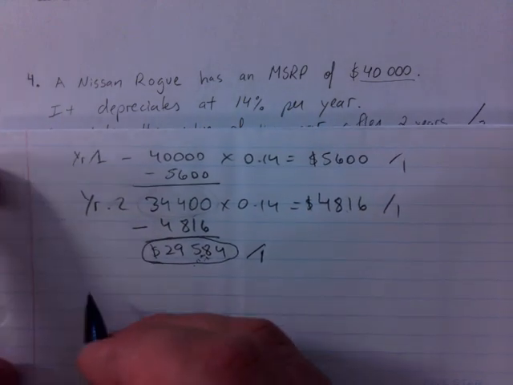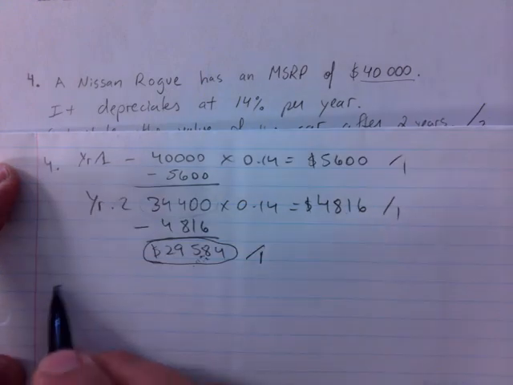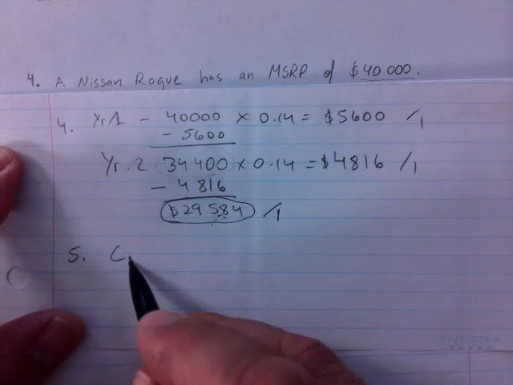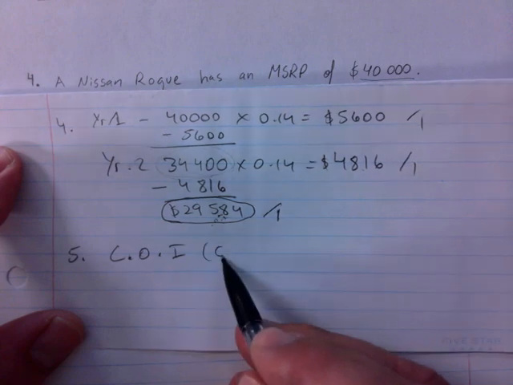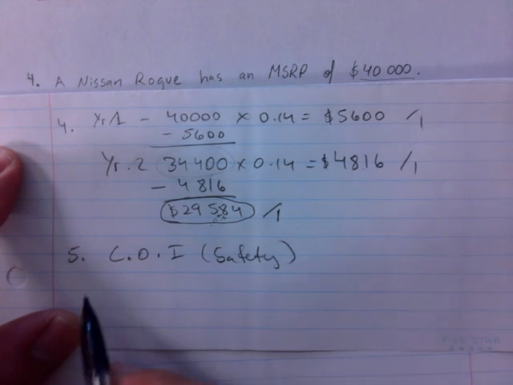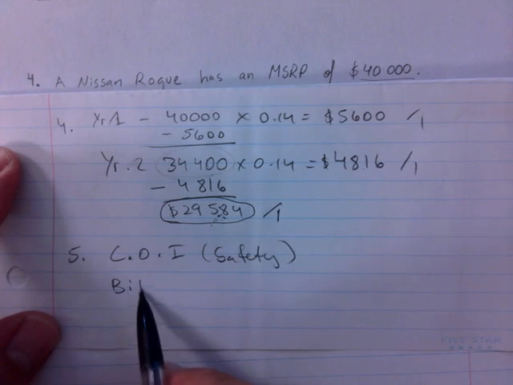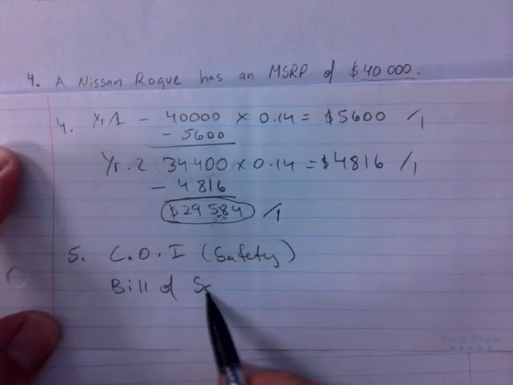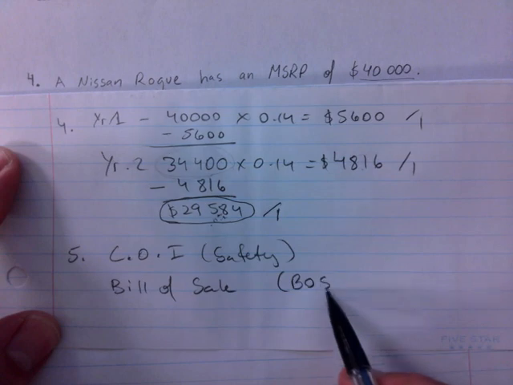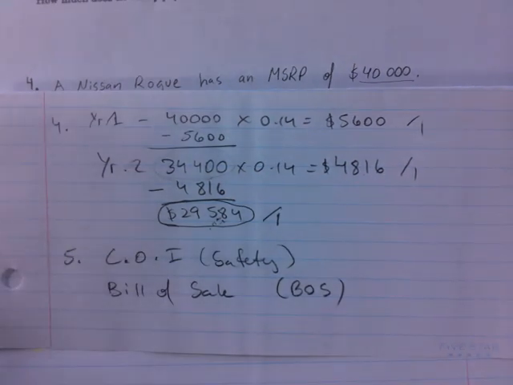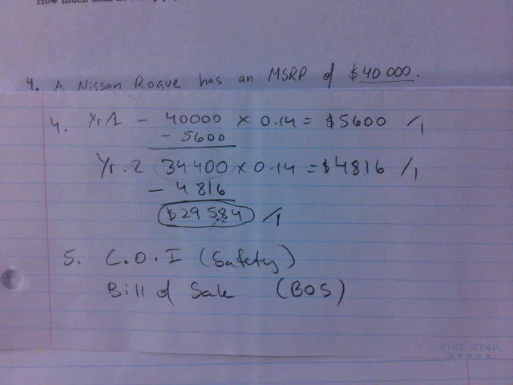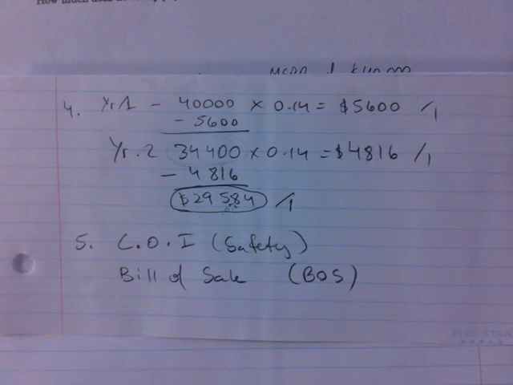So last but not least, so this is number 4. Number 5, you need a COI, that's called a safety. You need a bill of sale. Hey, let's try, hey, you need the boss, right? I don't know, I just made that up. And the last one, yeah, proof of purchase, yeah. A TOD, transfer of ownership.